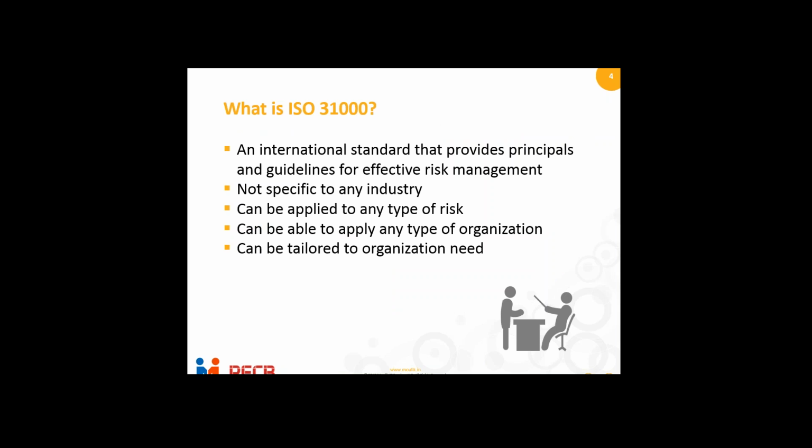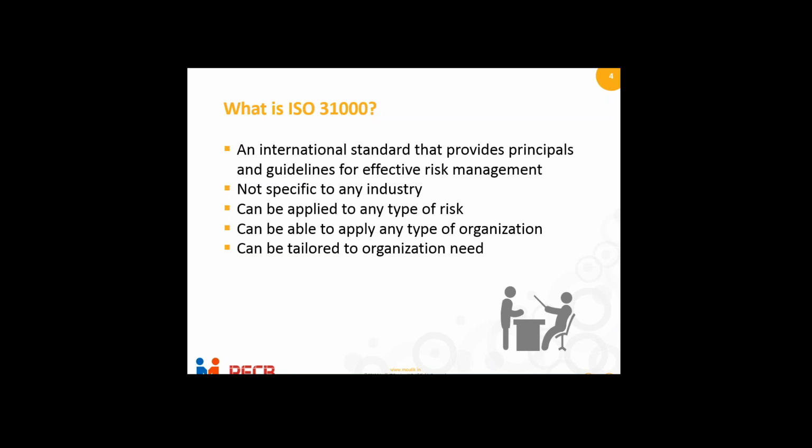The next slide talks about what ISO 31000 is. It is basically a standard developed by the International Organization for Standardization. It provides principles, framework, and processes for effective risk management in the organization. ISO 31000 can be used by any type of industry or organization. For example, an IT organization can use ISO 31000, as can mining, chemical, or pharmaceutical. Any type of organization can very well implement ISO 31000.